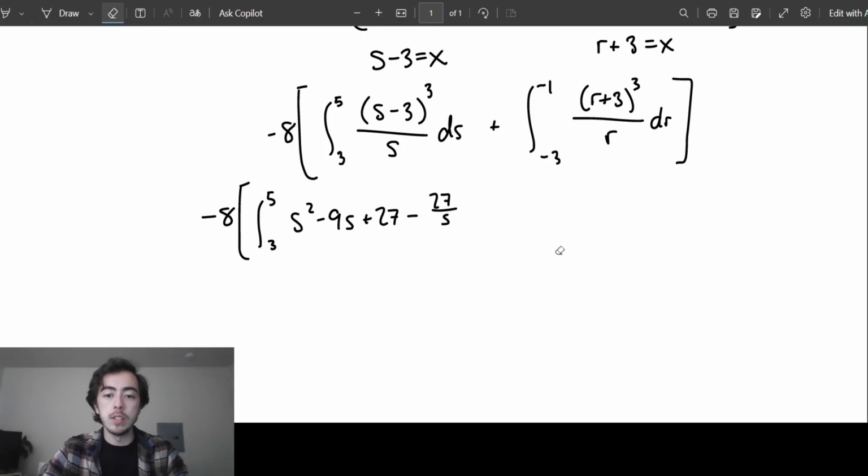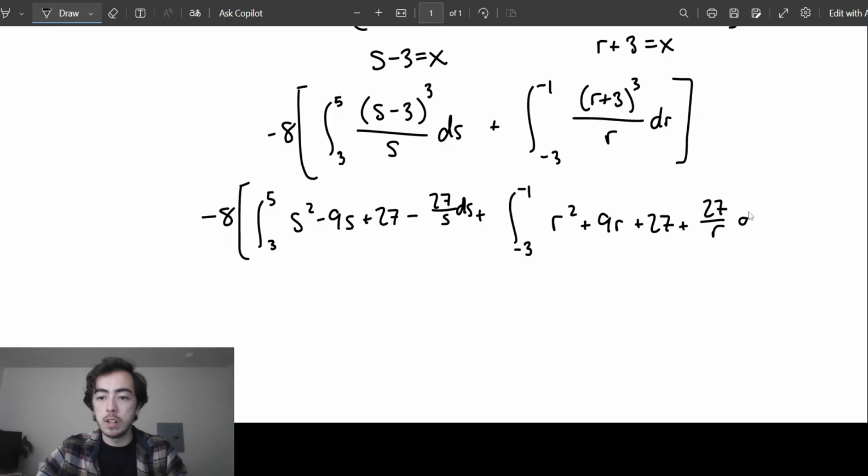And it was kind of nice to do this one first because the other integral on the right here is just going to do the exact same thing. But since there's a plus sign in here, I don't have this alternating plus minus. I'll just have a positive r squared, a positive 9r, a positive 27, and then a positive 27 over r dr. And bracket, because I still want to multiply by that negative 8 in the end.